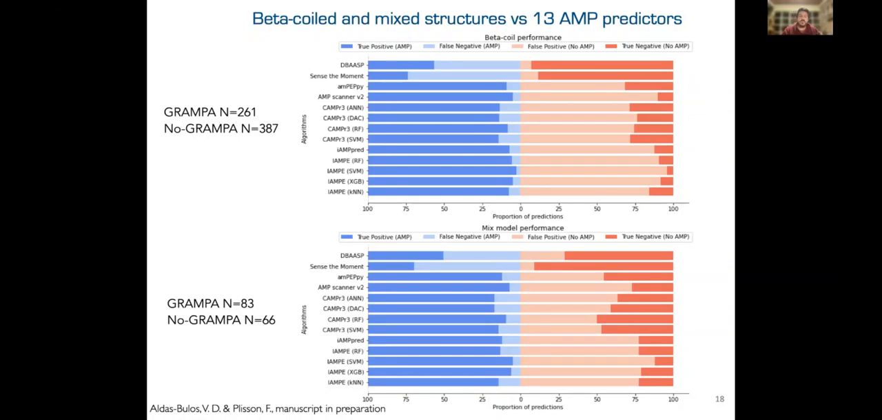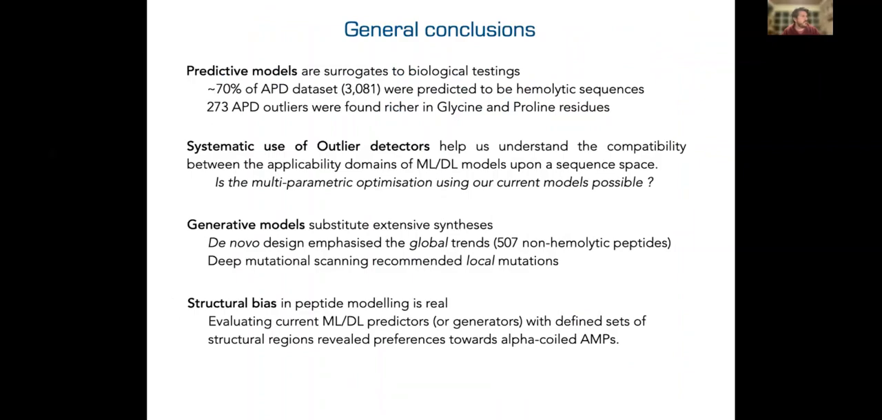Most of this misclassification has to do with the fact that the structural space associated with the training set does not necessarily overlap with the one in the test set. In that particular case, the negative sets of each of those models are deprived of beta sheet-rich or mixed structures, which led to a lot of misclassifications. So the general conclusion is that predictive models can be used as surrogates for biological testing. It's necessary to systematically use outlier detection or uncertainty approaches in order to understand if we can actually use one or more machine learning or deep learning models upon a sequence space.